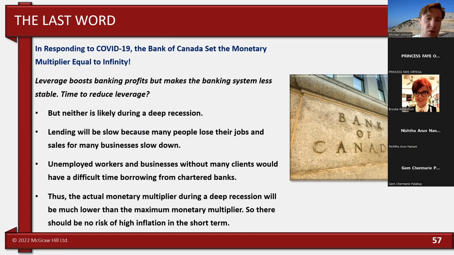So leverage boosts banking profits, but makes the banking system less stable. Time to reduce leverage, but now there's likely a deep recession. Lending will be slow because many people will lose their jobs and sales for many businesses slow down. Unemployed workers and businesses without many clients would have a difficult time borrowing from charter banks. Thus, the actual money multiplier during a deep recession will be much lower than the maximum money multiplier. So there should be no risk of high inflation in the short term.